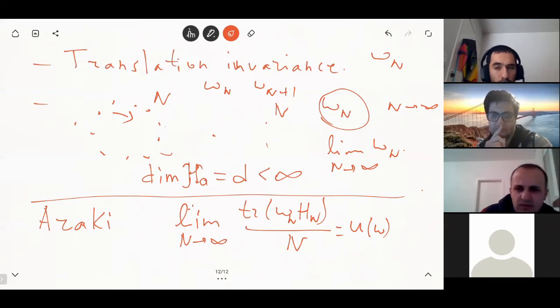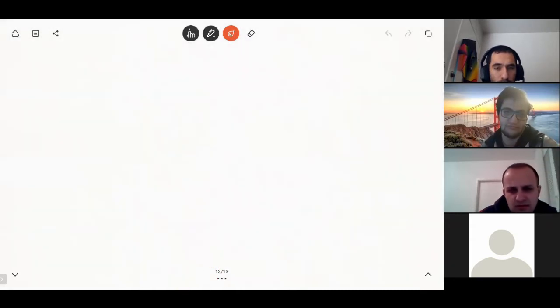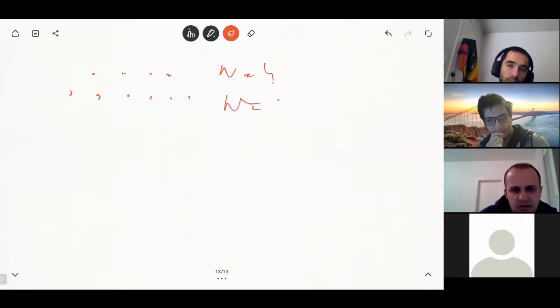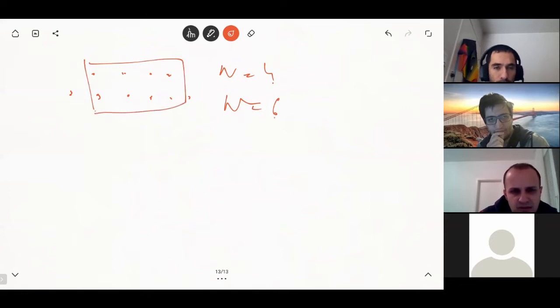Okay, this slide is a bit ugly already. So let's imagine a very simple situation. I have like 4 nodes here. So this is my n equal to 4. And then I have, for example, n equal to 6, right? So I go to the next level, n equals 6. I have overlapping sides here, right? So here I have my omega 4, and here I have my omega 6.